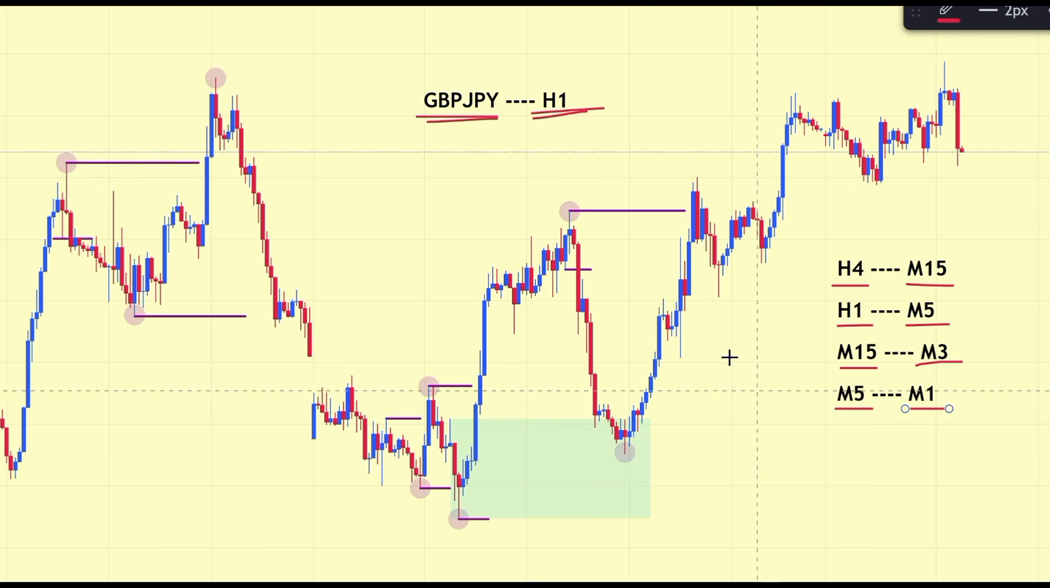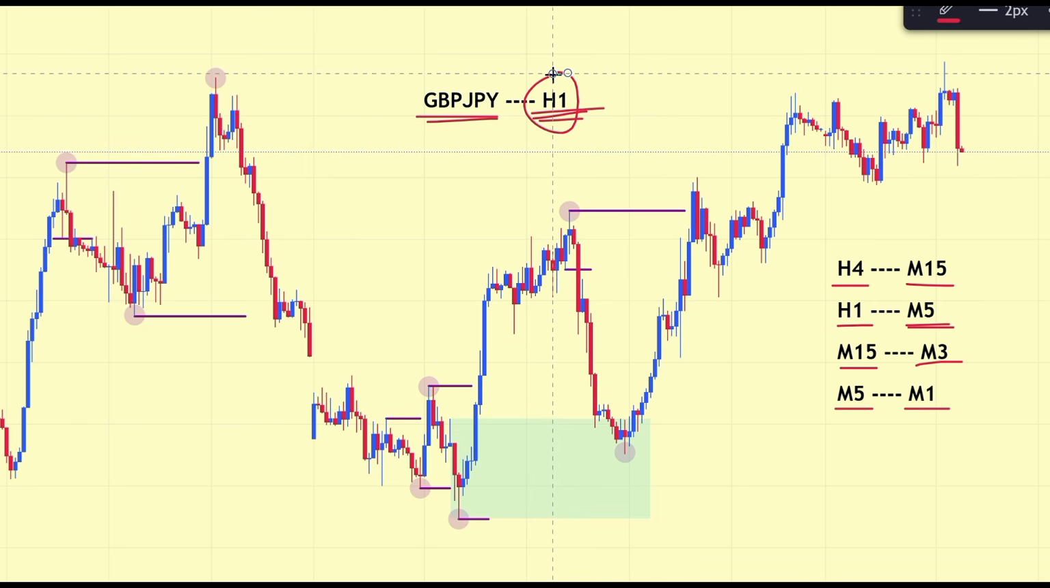And so in this case, since I'm using the H1 as the higher time frame, we will be using the M5 as the lower time frame. So I'll be marking the key areas and liquidity levels on the H1, and upon interacting with the key areas, that's when I'll be shifting to the M5 for entries. Right, so without further ado, let me dive in.